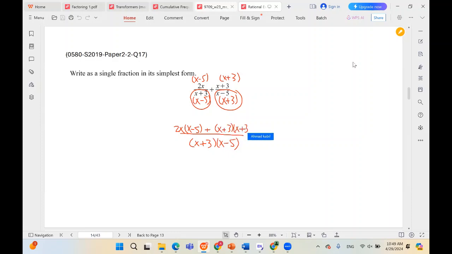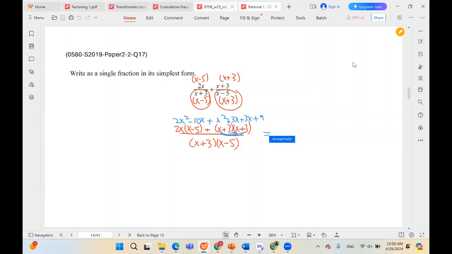Of course, you would have to simplify. So 2x times x minus 5, this gives us 2x squared minus 10x. And then plus x times x is x squared, x times 3 is 3x, 3 times x is 3x again, and 3 times 3 is 9.